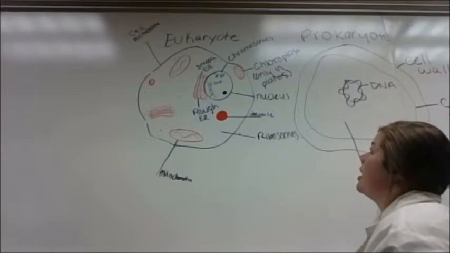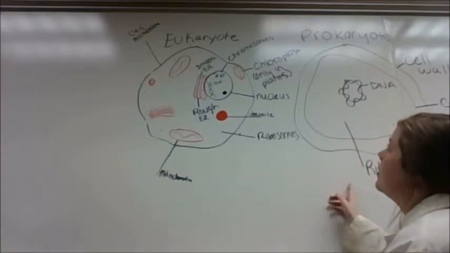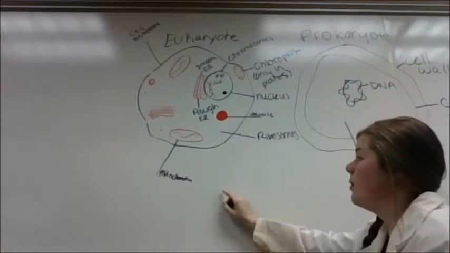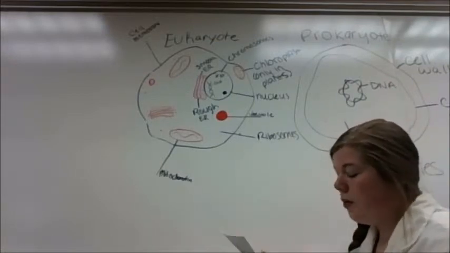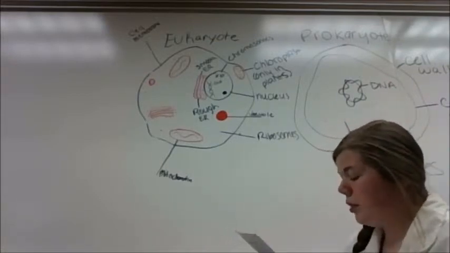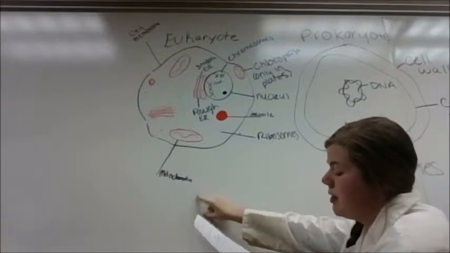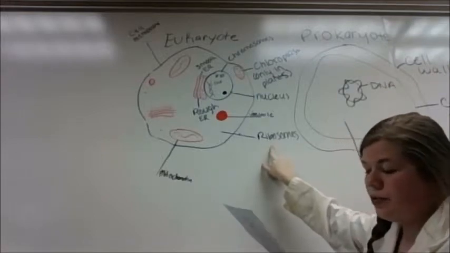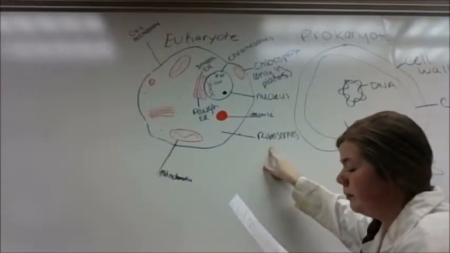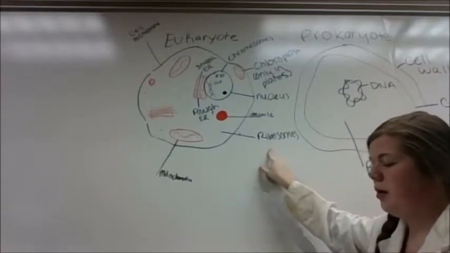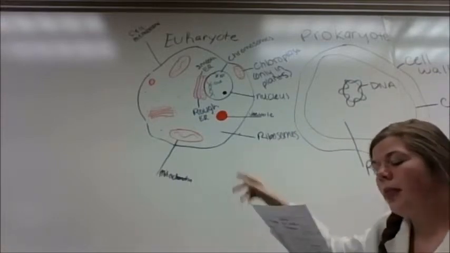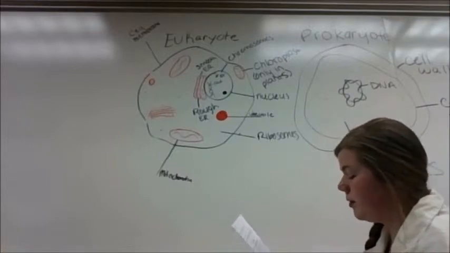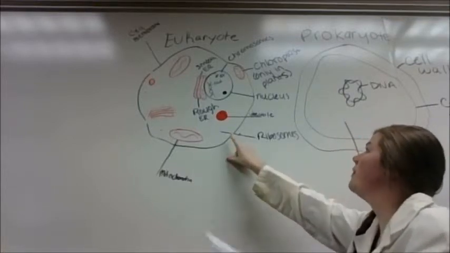So here is our diagram of the eukaryote versus the prokaryote. And first, for the eukaryote, we have mitochondria, which produce energy for the cell. Then we have ribosomes, which make proteins. And then the vacuole stores food and nutrients for the cell to survive.